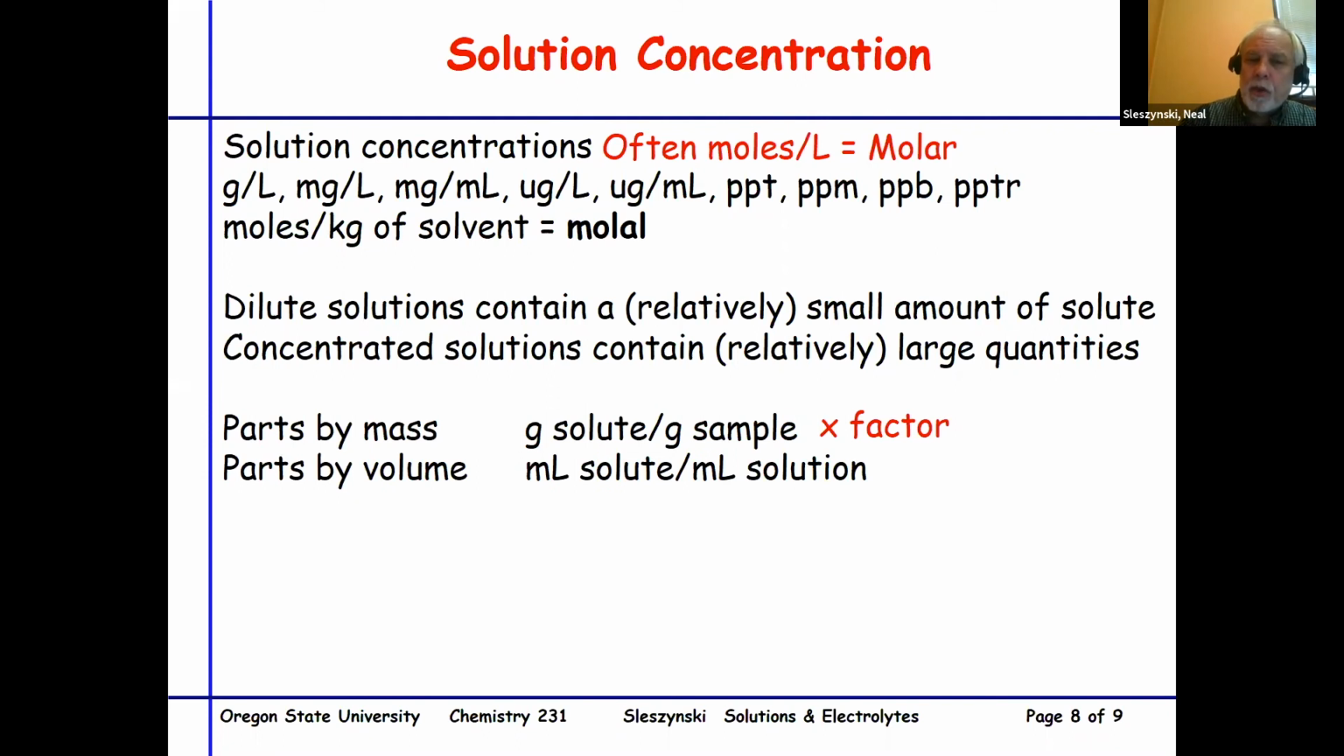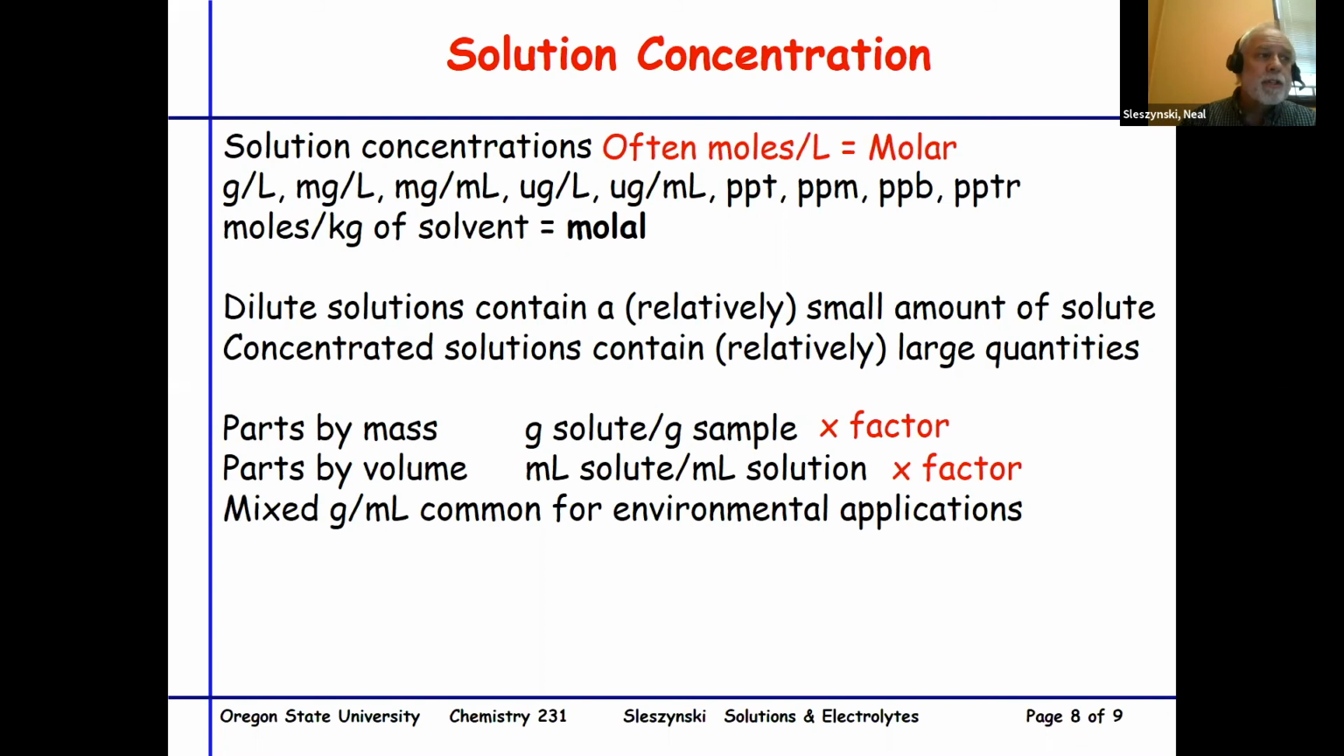If we're talking about two liquids, then it will be milliliter of solute per milliliter of solution, again, times whatever factor. And then finally, for some environmental applications, we end up with mixed units of grams of weight per volume, grams per milliliter. In this case, we're always going to take our calculation until we have units of grams of solute per milliliter of solution, and then multiply by our factor. Parts per thousand will multiply by 1,000, parts per million will multiply by a million, and so on.